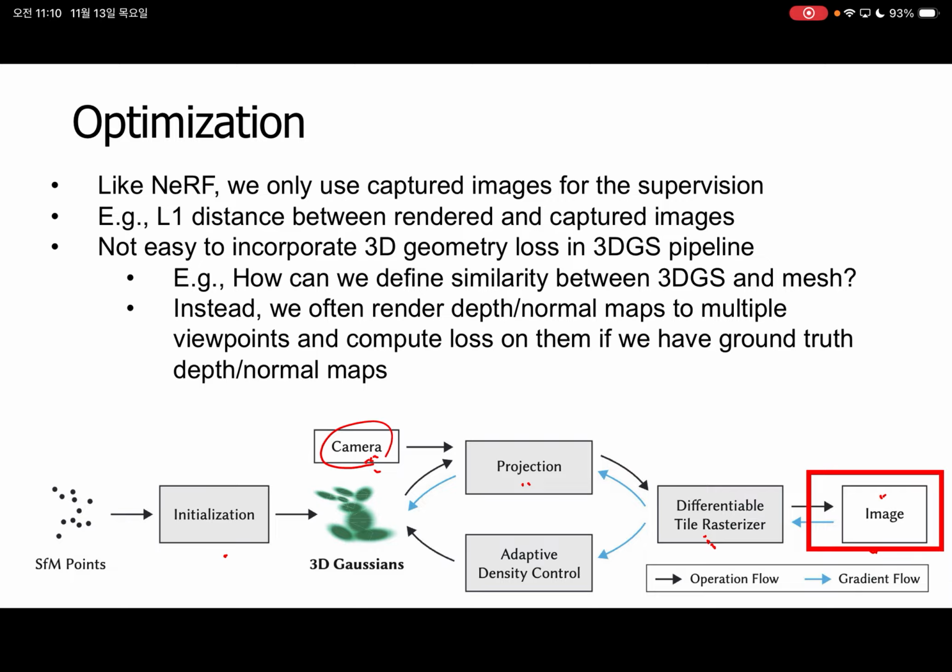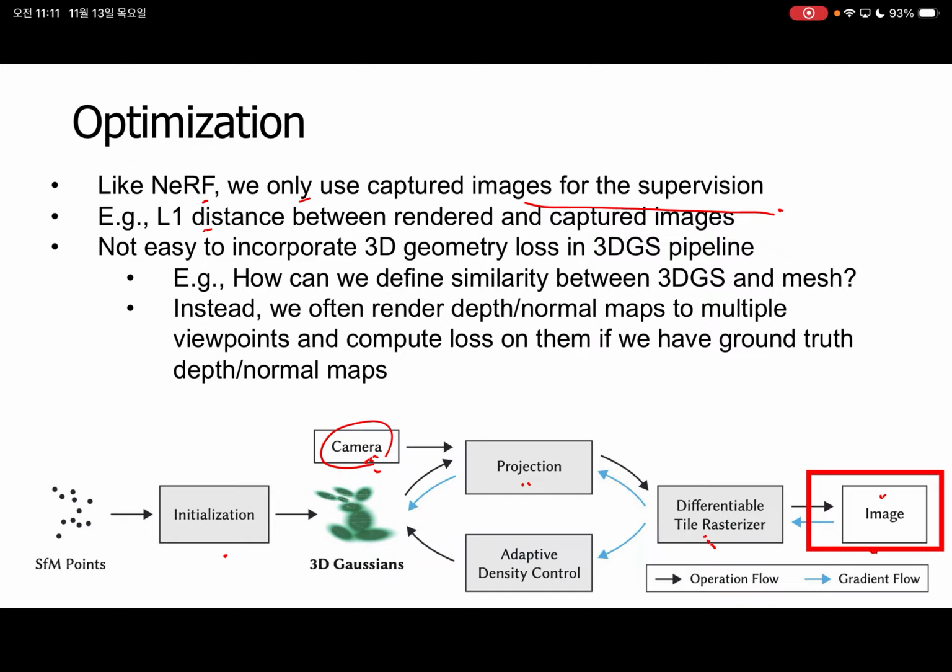And then for optimization, we need gradients, right? Then, like NeRF, we use only captured images for the supervision. We do not use 3D geometry supervision. We only use image loss, for example, L1 distance between rendered image and captured image. There is no 3D level supervision. That makes this pipeline very practical.